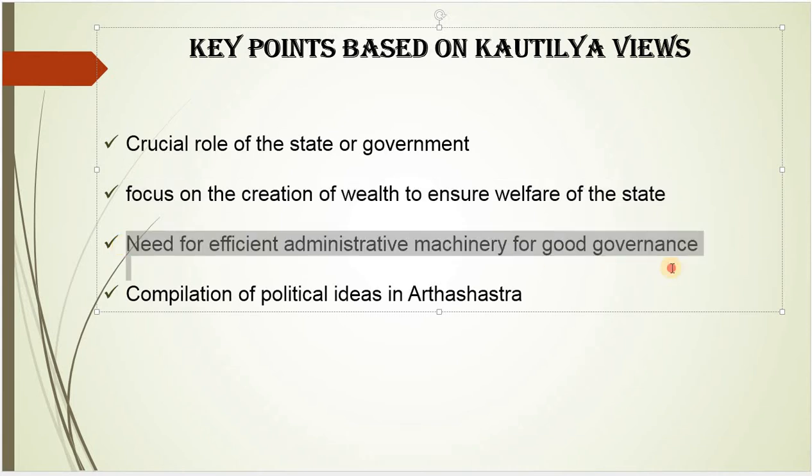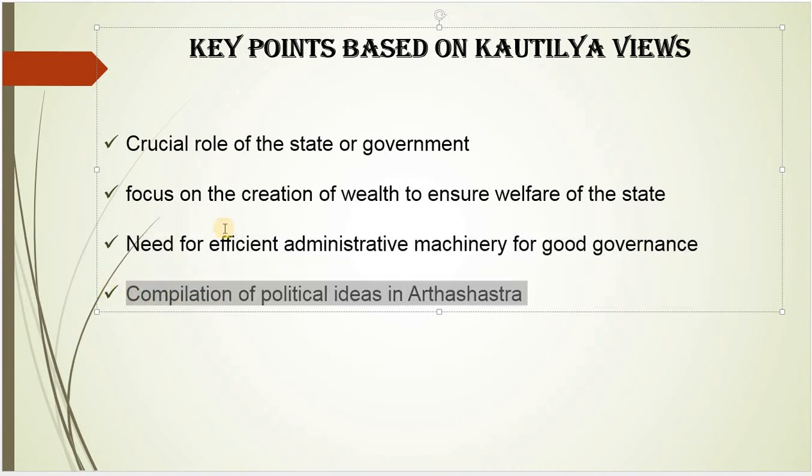Kautilya also said that for good governance, we need an effective administrative machinery. Effective administrative machinery means the government should have a proper structure of administration. When we have a proper structure of administration, then only we have proper governance. Then in his book Arthashastra, he compiled a lot of political ideas. So these are the key economic ideas written by Kautilya in Arthashastra. Hope you are able to follow this.